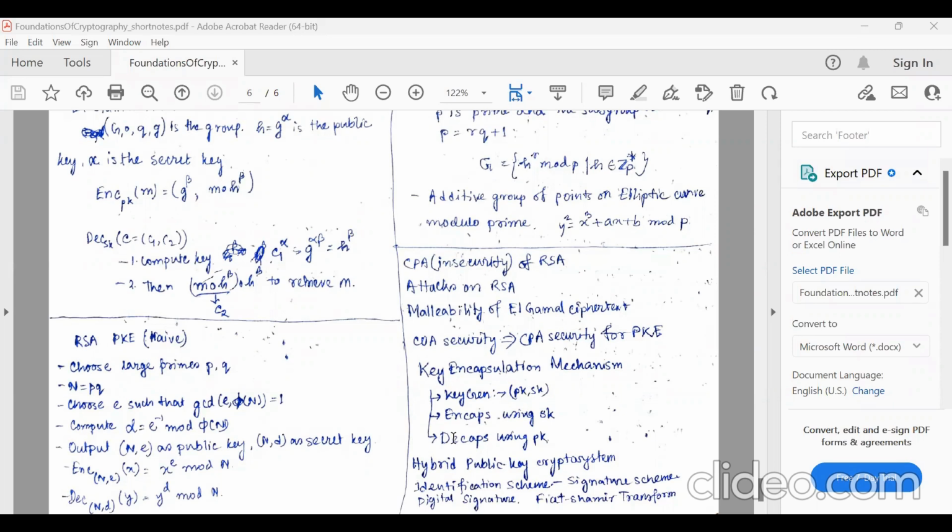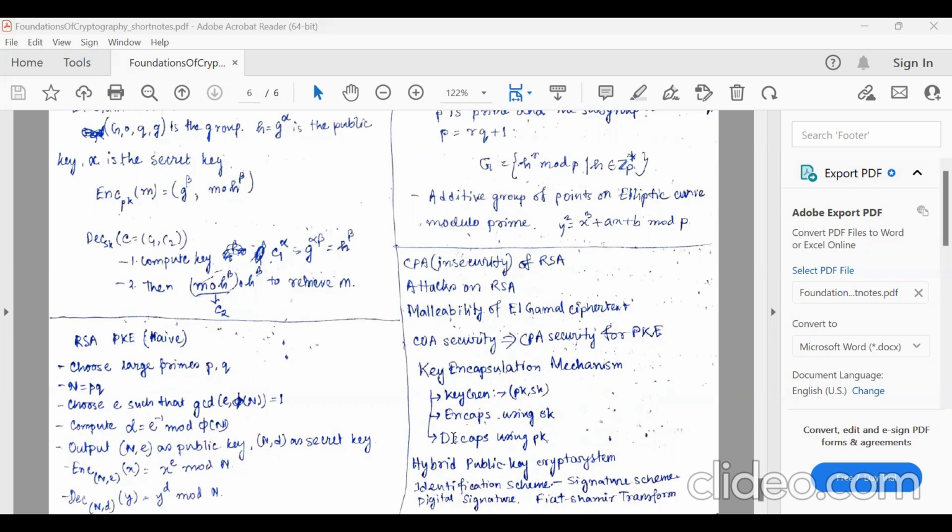So we discussed the identification scheme, which is again used for authentication. There is some entity who wants to prove its identity to some verifier. It is a scheme between a prover and a verifier, and usually it consists of 4 algorithms: keygen, P1, P2, and V. P1 and P2 are prover-side algorithms, and V is the verifier-side algorithm.